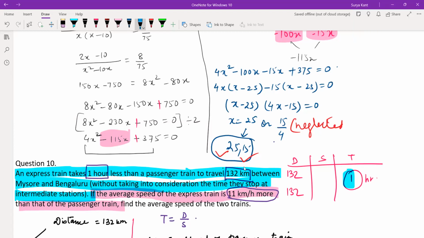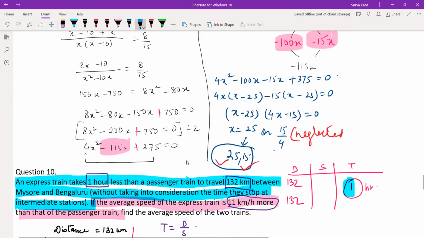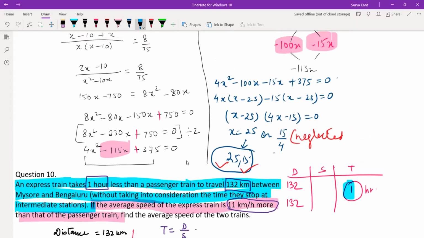See, it's clearly given, Ivan. The first question we have already read. The distance, time, and speed. We are having three terms over here: distance, time, and speed. So distance, we have to travel 132 kilometers. Is the first line clear to you? First line 132, 132. Yes, sir.